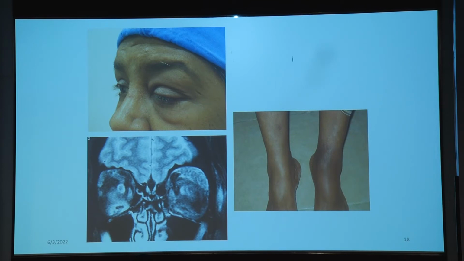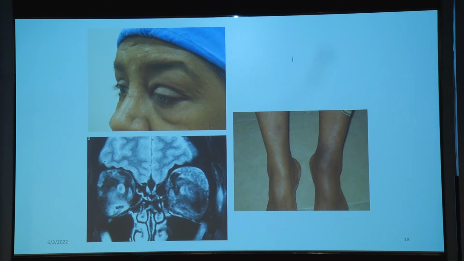This is a lady who came with a pretty typical dacryoadenitis, and she had the pigmentation on her feet, which she developed. We took a biopsy, which showed granulomatous inflammation, non-necrosing granulomatous. Okay? So once again, this particular patient is a medic.